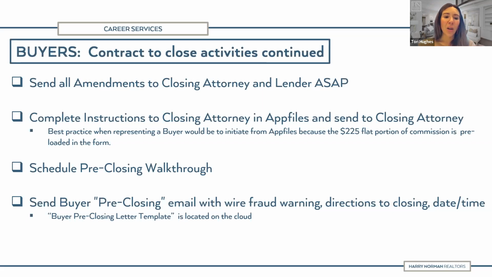So just let them know that they will get their wire instructions from the closing attorney. It's going to be in a secure file, and they may even want to call and confirm those instructions with the closing attorney once they receive them. And all of that is written in the wire fraud warning template on the cloud.